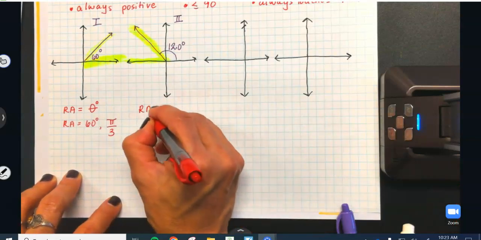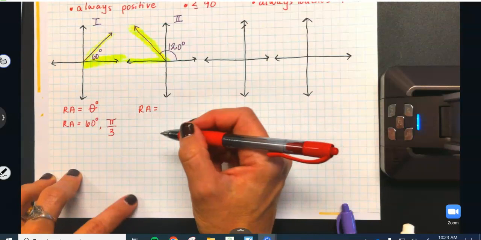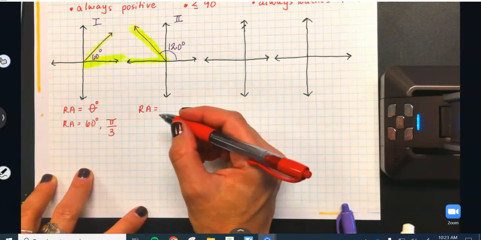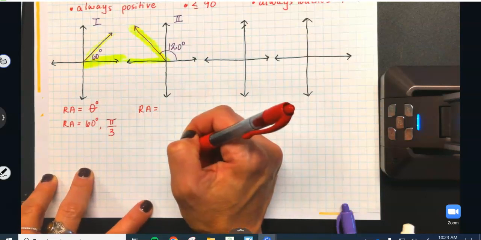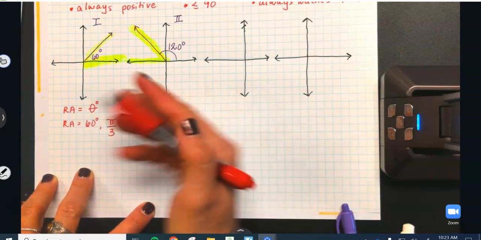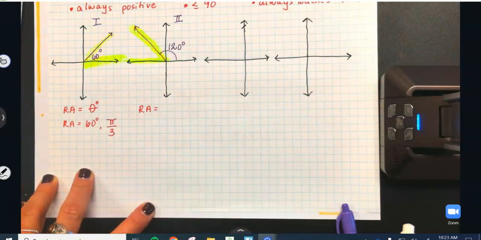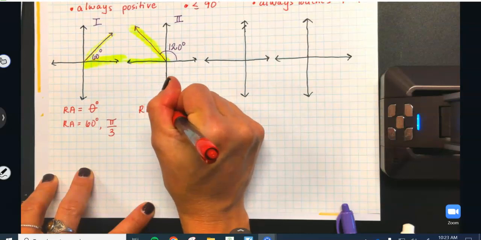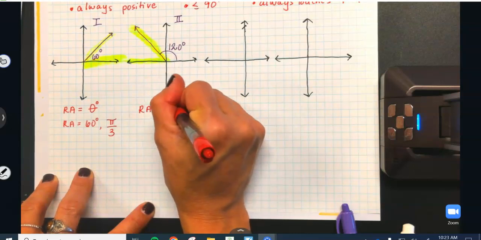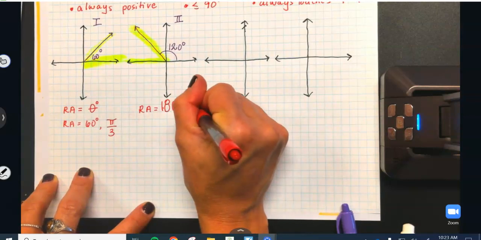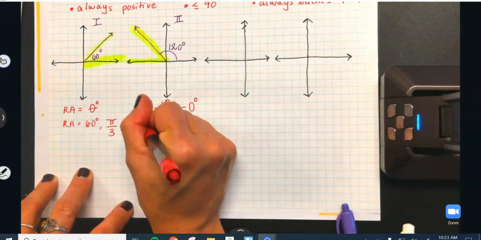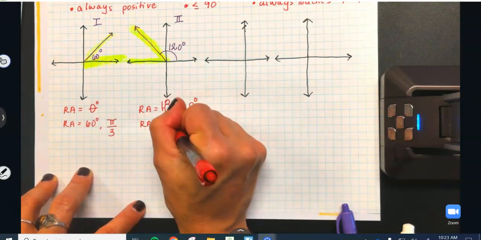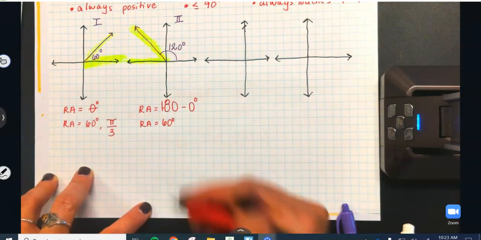So my reference angle, it's not going to equal theta. It's not going to equal 120. What does it equal? How'd you get 60? Perfect. So your reference angle, whenever it's in quadrant 2, it's going to be 180 minus theta. So 180 minus 120, 60 degrees, pi over 3.